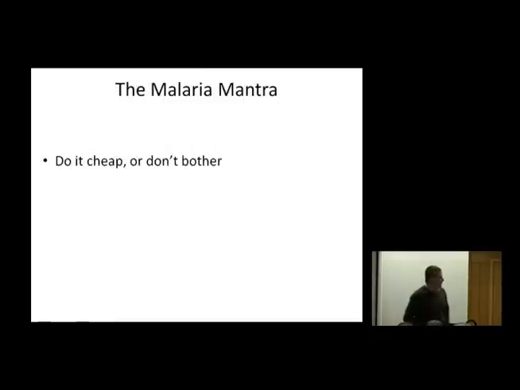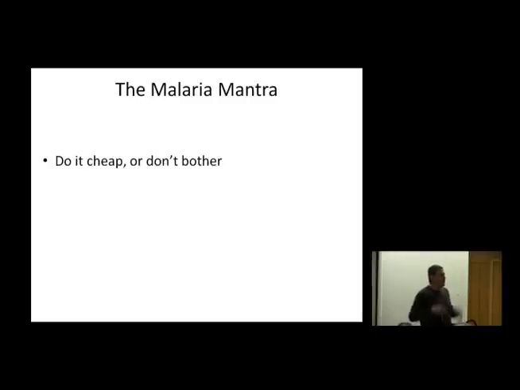So let me tell you the malaria mantra, which I've learned from talking to many people all over the world, which is that with malaria, you do it cheap or don't do it at all. So if you have a cure for malaria that costs $100, in Africa, it might as well be $1 billion. It's not going to happen. Anything you do for malaria has to be cheap. For example, ironically, Bill Gates is putting maybe $1 billion into malaria, but he's putting all this money into making cheap solutions, right? Because $1 billion will go nowhere in the long run. He needs to find a cheaper solution, and that's where the research has actually been spent. So cheap is important.